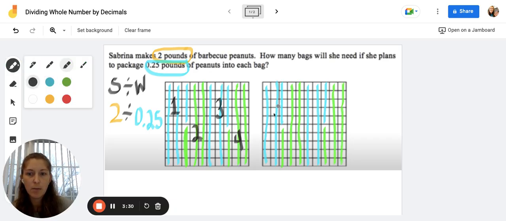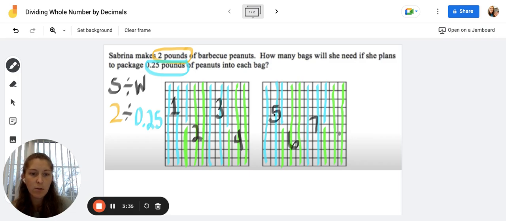I'm going to go through and do the same thing. This is the 5th group, the 6th group, the 7th group, and the 8th group. So here, Sabrina will be able to use how many bags? Similar to how we talked about, does your answer make sense? She's not going to use a fractional amount of a bag. So based on the number of groups that I created here, she's going to need to use 8 bags in order to share out her peanuts.